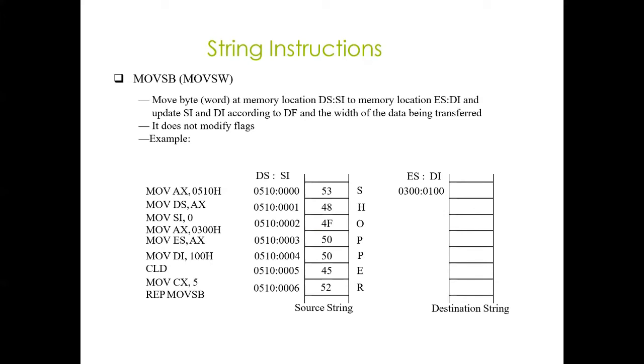When DF is equal to 0, SI and DI are incremented. When DF is equal to 1, SI and DI are decremented. In case of 8-bit data move, increment or decrement is done by 1. In case of 16-bit data move, increment or decrement is done by 2. The CX register can be used as a count register to hold the count for the elements of a string. The REP instruction is used as a prefix for the MOVS instruction to handle the string. Alternately, the LOOP instruction can be used after the MOVS instruction for repetition.